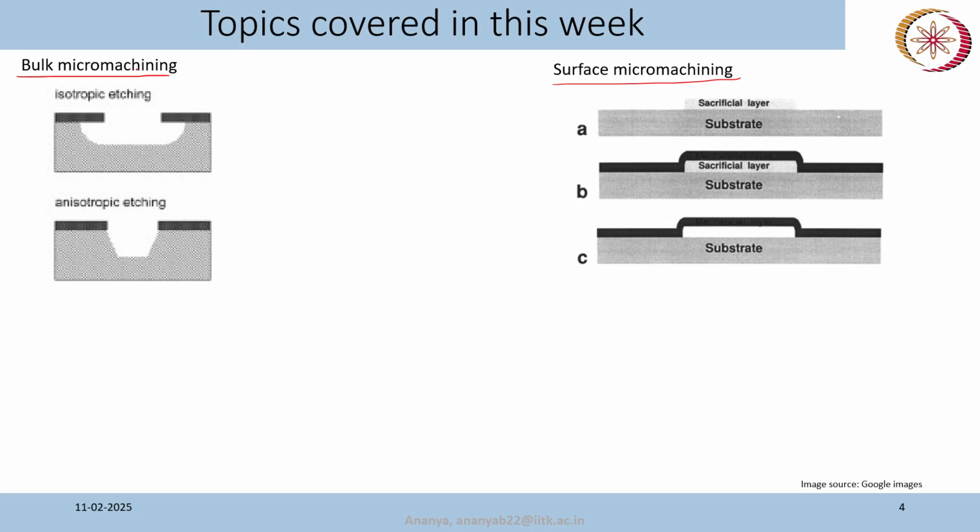Now for bulk micro machining, basically it is like etching. We have these two techniques, isotropic etching and anisotropic etching. What does isotropic etching mean? Etching in all directions is the same. Etching rate, basically etching.